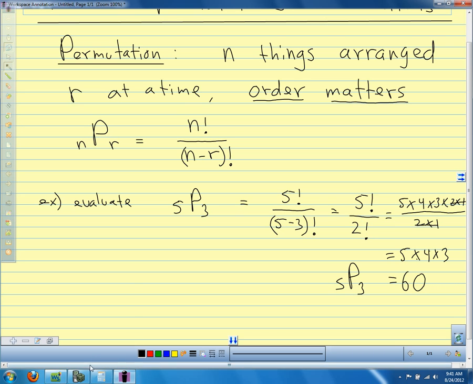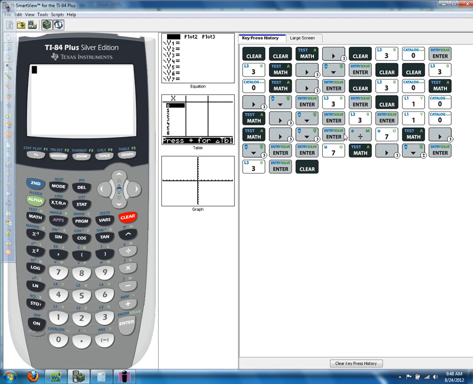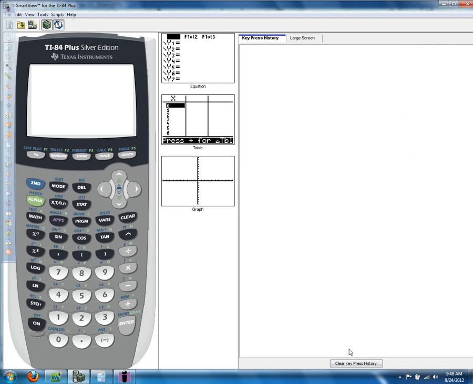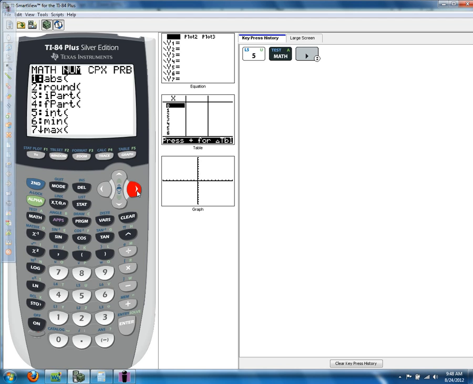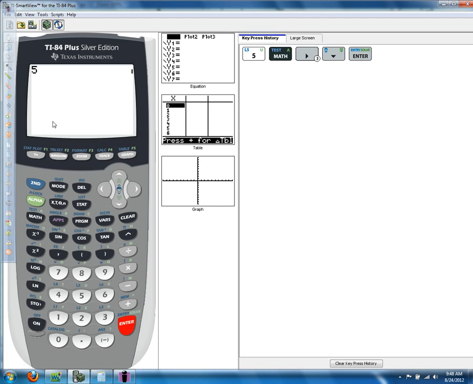So if your calculator has a probability button, like the Texas Instruments, let me clear this. So I had 5P3. So I'm going to do 5, and then I'm going to go to my probability button, my PRB button, and right here I have this says nPr, just like we wrote. I'm going to go down to that button. So I started with my 5, nPr, and then 3. So this is 5 permutations of 3 things. And I hit enter, and I get 60.